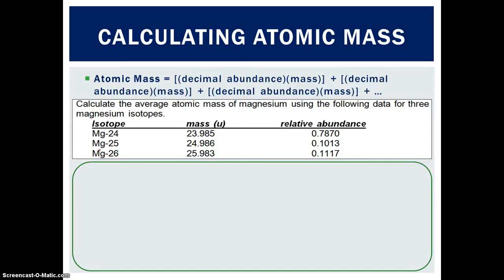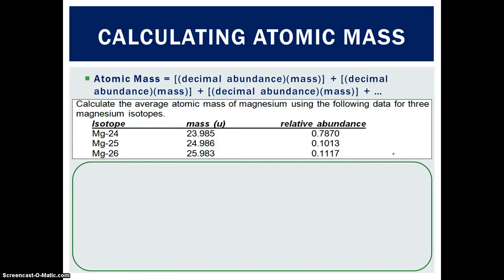The equation we use for that is right here. We use the decimal form of the abundance times the mass plus the decimal form of the next isotope's abundance times its mass, and so on until we do all of them. We'll talk more about what this idea of relative abundance is tomorrow, so let's just practice a couple of applications of the equation.